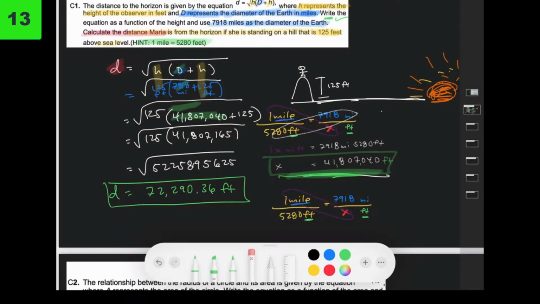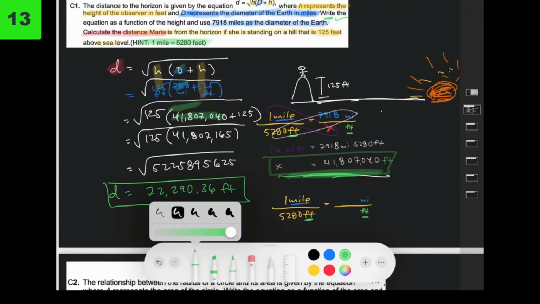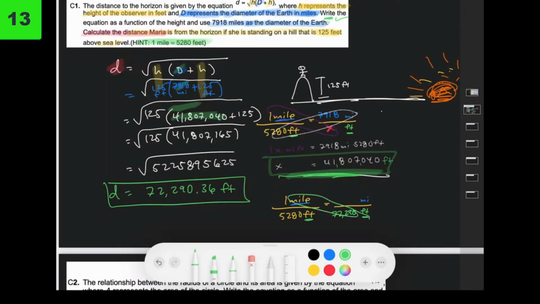Erase things you don't want. Okay, so how does this thing work? Let's say you want that 72,290. You can cross multiply. That would just give you this number.